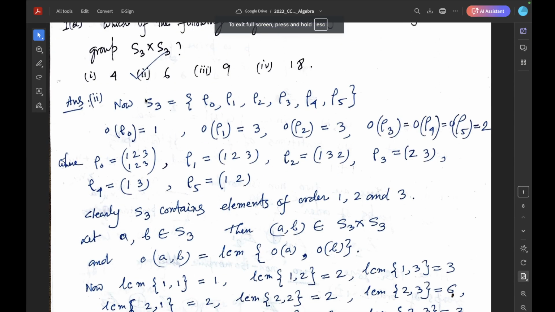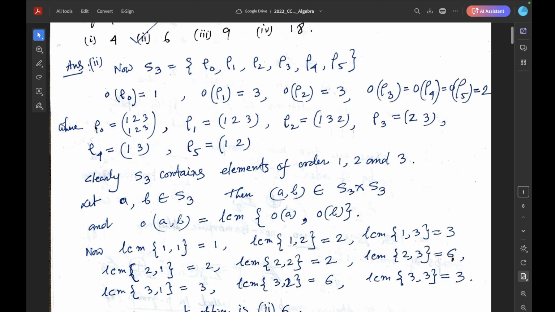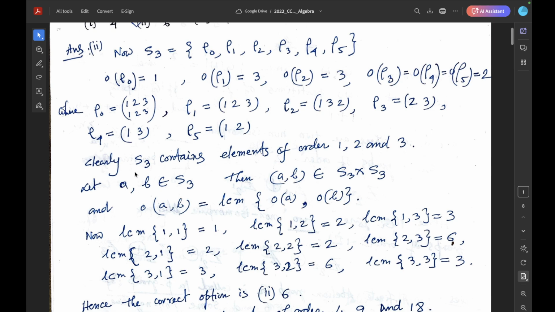Now S3 is a symmetric group and S3 contains these elements: rho 0, rho 1, rho 2, rho 3, rho 4, rho 5, where rho 0 is the identity permutation (1 2 3; 1 2 3), rho 1 is (1 2 3), rho 2 is (1 3 2), rho 3 is (2 3), rho 4 is (1 3), and rho 5 is (1 2). The order of rho 0 is 1, the order of rho 1 and rho 2 is 3, and the order of rho 3, rho 4 and rho 5 is 2. Clearly S3 contains elements of order 1, 2 and 3.